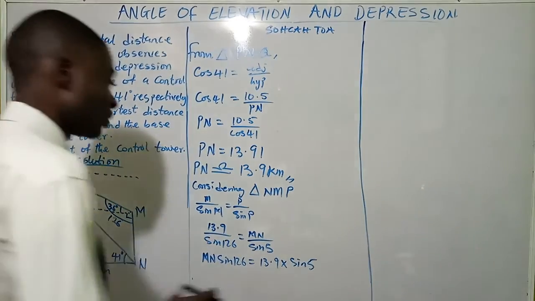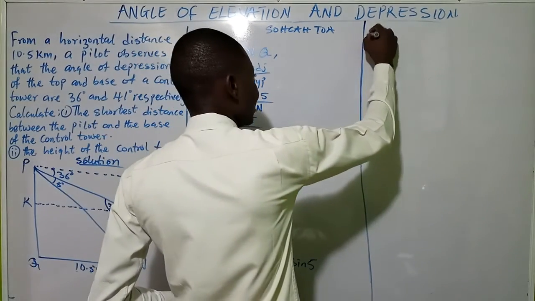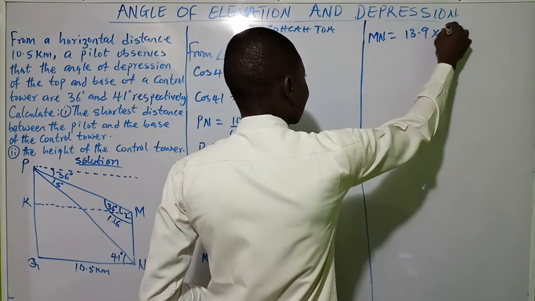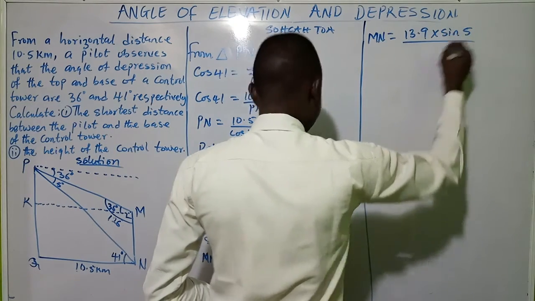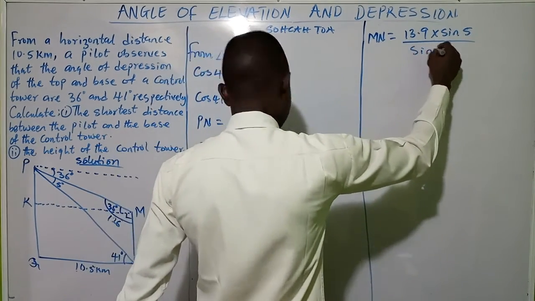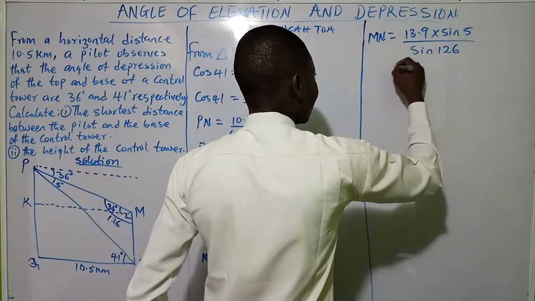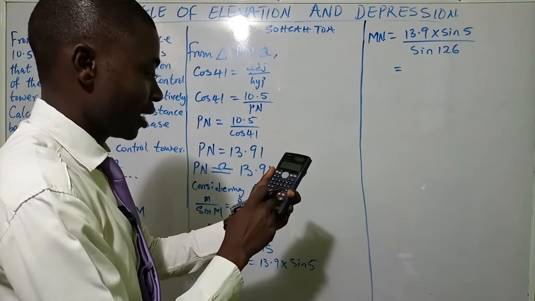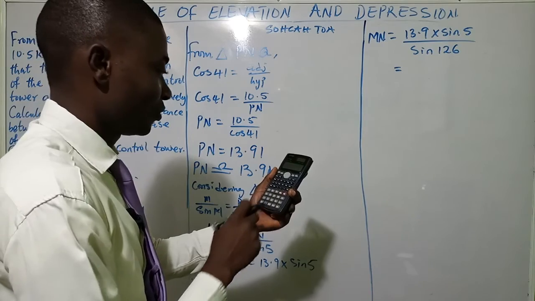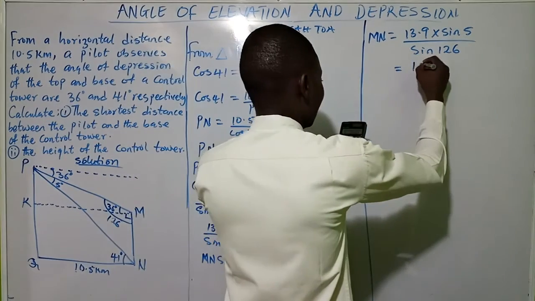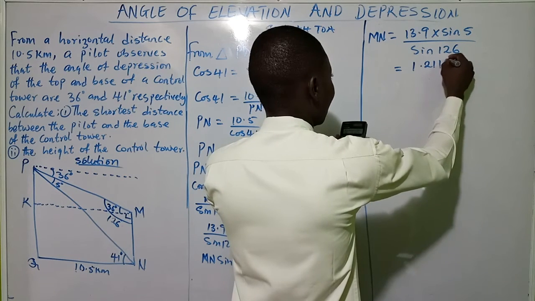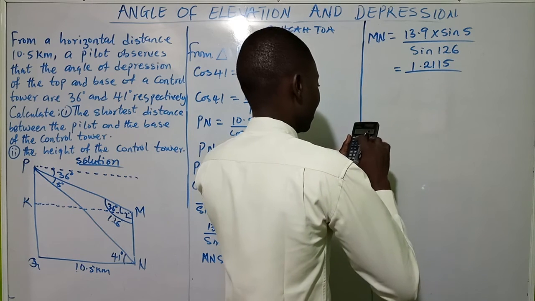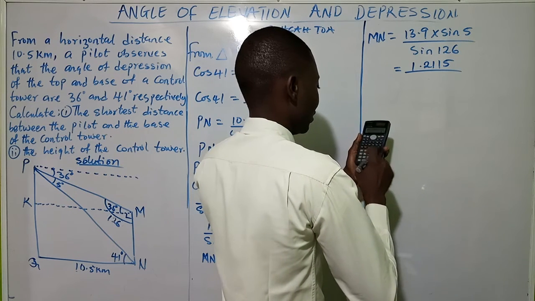So what will I do from there? MN is equal to 13.9 times sine 5 divided by sine 126. So we're going to use our calculator now. We'll say 13.9 times sine 5. So that is 1.2115 to 4 decimal places, divided by sine 126 now.